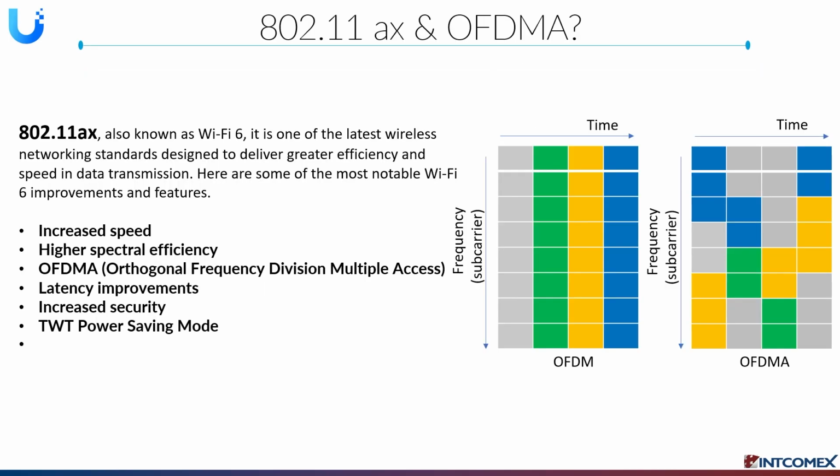Wi-Fi 6 is one of the latest wireless networking standards. It offers greater efficiency and speed in data transmission. Here are some features about Wi-Fi 6: higher speed, higher spectral efficiency, latency improvements, greater security with WPA3, and the TWT power saving mode. This helps the network to be active when requested, and when not, remain in passive mode.